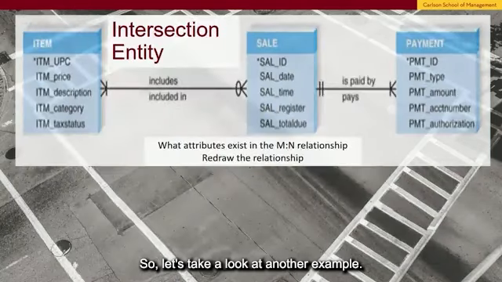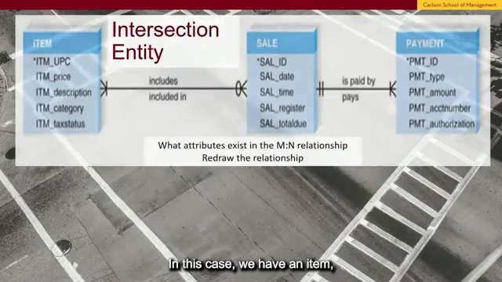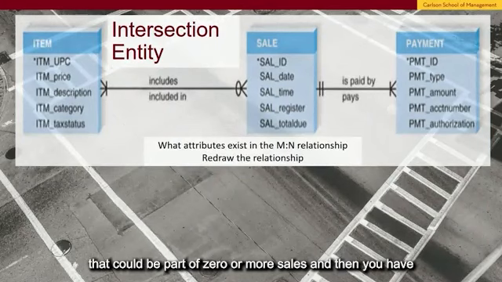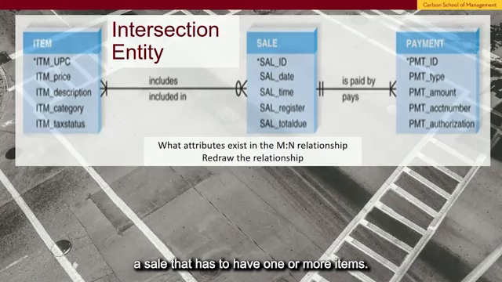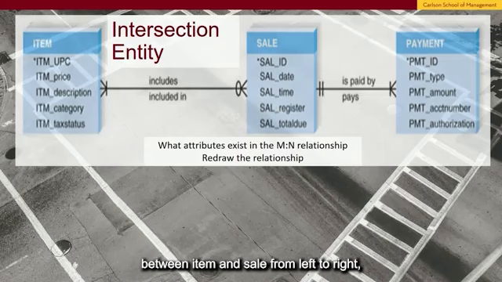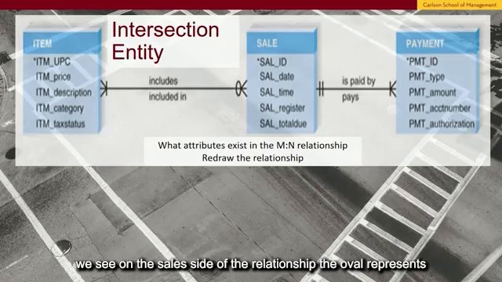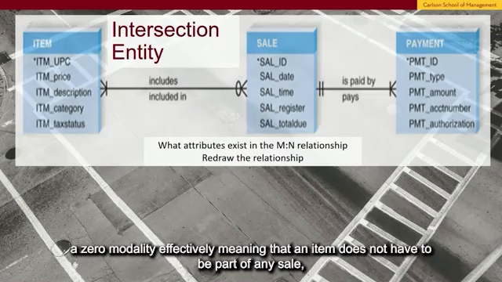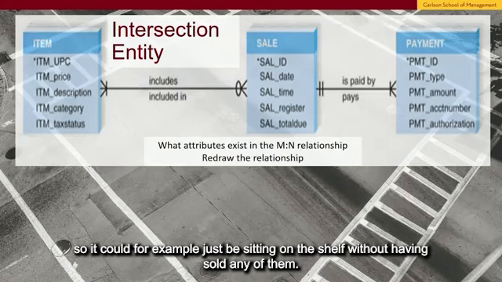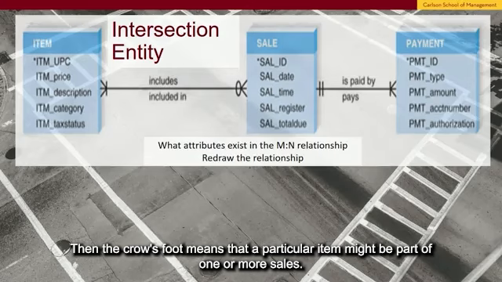So let's take a look at another example. In this case, we have an item that could be part of 0 or more sales, and a sale that has to have 1 or more items. So again, reading the diagram between item and sale from left to right, we see on the sale side of the relationship, the oval represents a 0 modality, effectively meaning that an item does not have to be part of any sale. So it could, for example, just be sitting on the shelf without having sold any of them. And then the crow's foot means that a particular item might be part of 1 or more sales.